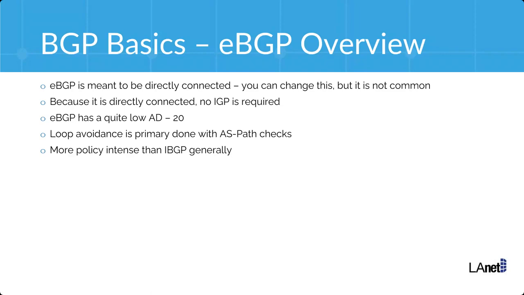Its main loop avoidance is not split horizon, which wouldn't make a lot of sense here. Instead, its loop avoidance is something called an AS path check. In EBGP, an AS path check basically says, when I receive a route, I will look at the AS path attribute. And if I see my own ASN in that attribute, I will deny the route, because I know that I've originated it somewhere else on the network or on the internet. If it's getting fed back to me, I know that's a no-no, and I'm just going to drop that route. I will never install it. That's called the AS path check.